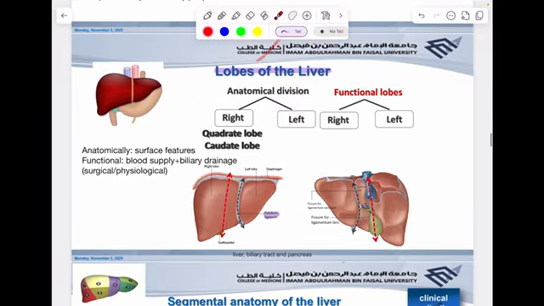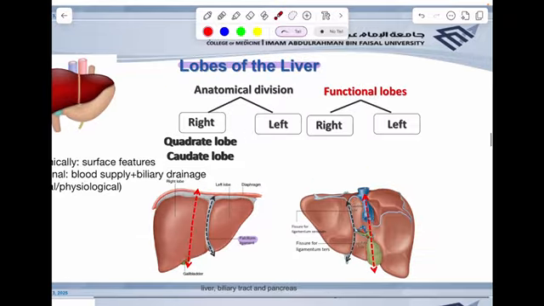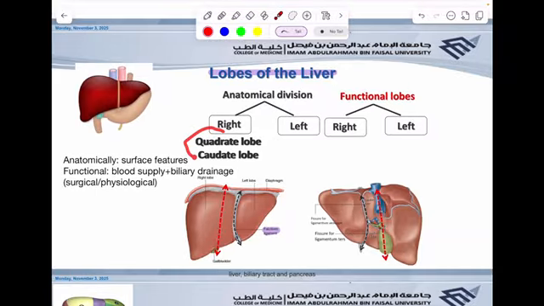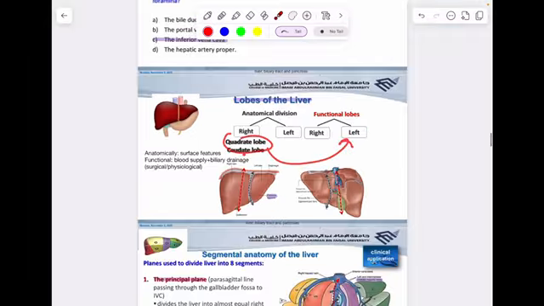Now let's move on to the lobes of the liver. We can divide the liver anatomically or functionally. Anatomically, we're going to have the right and left divisions. The right division is going to have the quadrate and caudate lobes, and this is based on surface features. But what matters to us is the functional division, which is based on blood supply and biliary drainage. This is going to be more important surgically or physiologically. So the physiological divisions are mainly focused on the left lobe. The quadrate and caudate lobes are actually going to be functionally on the left.